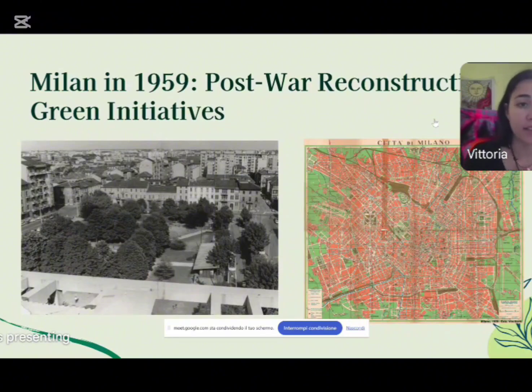Moving on, Milan in 1959, in the post-war reconstruction. Milan was undergoing significant transformation in the wake of World War II, and the reconstruction period brought a renewed interest in urban planning that included the integration of green spaces. Notable developments during this time included the Quartiere Triennale Ottava, for example, an experimental neighborhood initiated in 1947, and Parco delle Basiliche, developed in the 1950s. This park transformed a previously neglected area into a green corridor connecting significant historical sites.